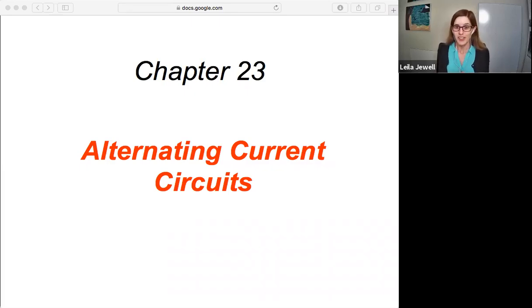Chapter 23, Alternating Current Circuits. So up to this point, we've looked at a number of circuits, but they've always been direct current, where it's connected to a battery and the current flows in a single direction.